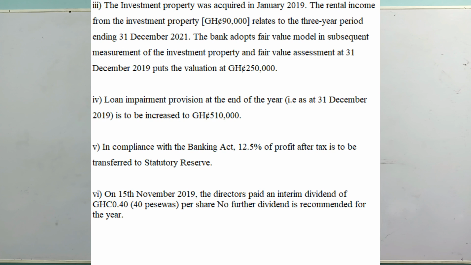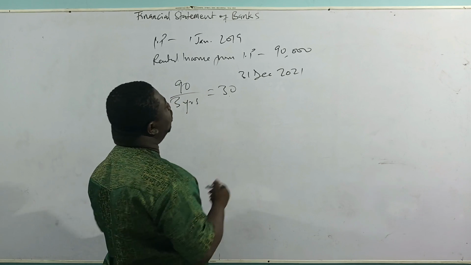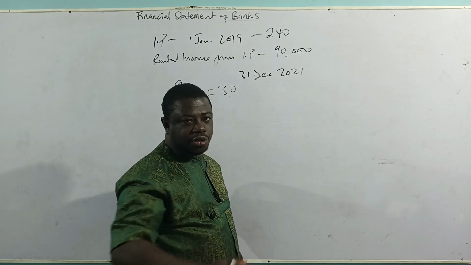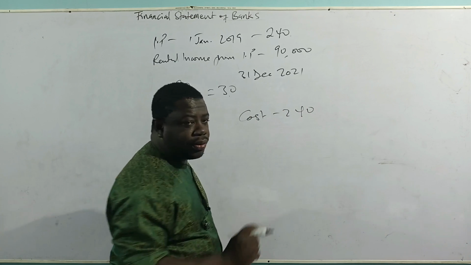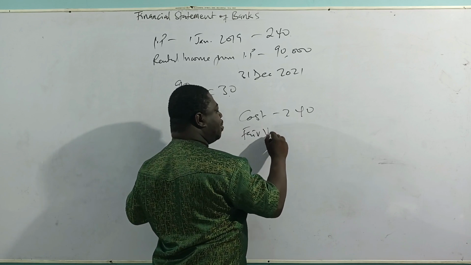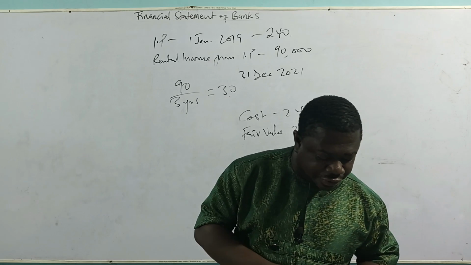The bank adopts fair value model in subsequent measurement of the investment property, and fair value assessment as at 31st December 2019 puts the valuation at 250,000. Now, this time we are looking at the value of the investment property itself. The investment property was acquired for 240, or with 3 zeros up, so that is 240,000. Now, you bought it at a cost of 240. And then at the end of the year, you have revalued it upwards. So there is a fair value at a value of 250. This 240 is in the trial balance. You can confirm with me.